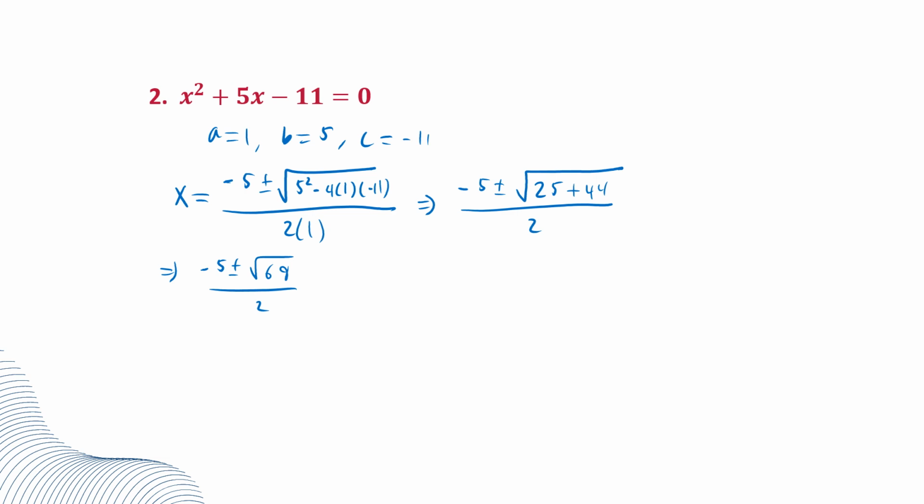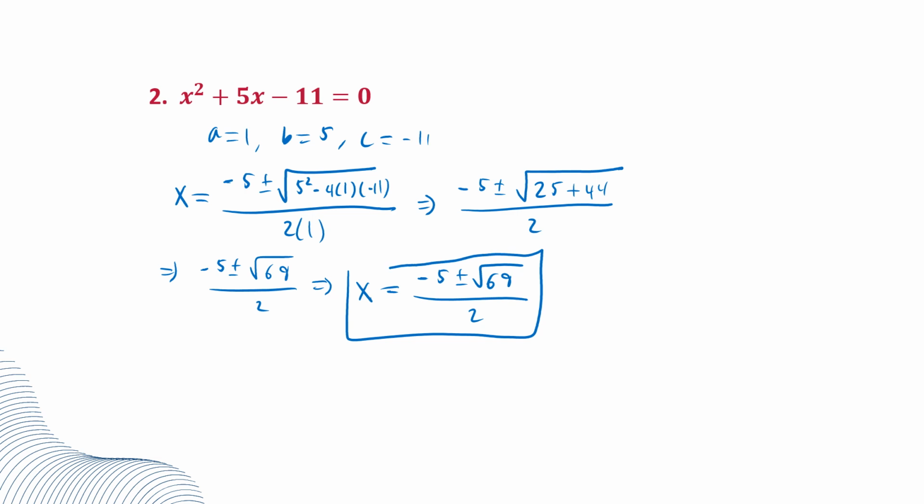But if you try to rationalize 69, the only factors of 69 are 3 and 23, which are both prime numbers. So because we can't do anything with that, we keep the 69 inside the square root. So that tells us our solution, x is equal to negative 5 plus or minus square root of 69 all over 2. Which, if you notice, is the same exact answer we got when we completed the square.